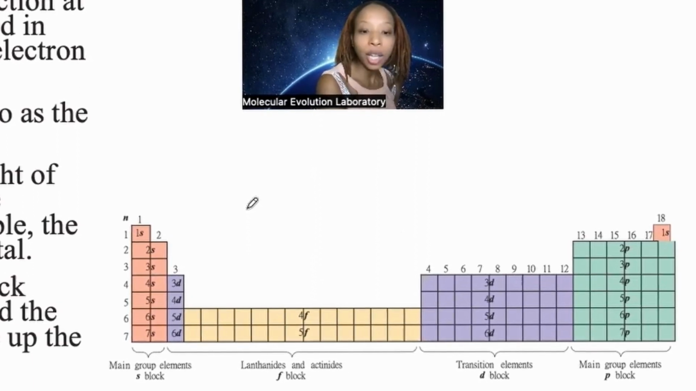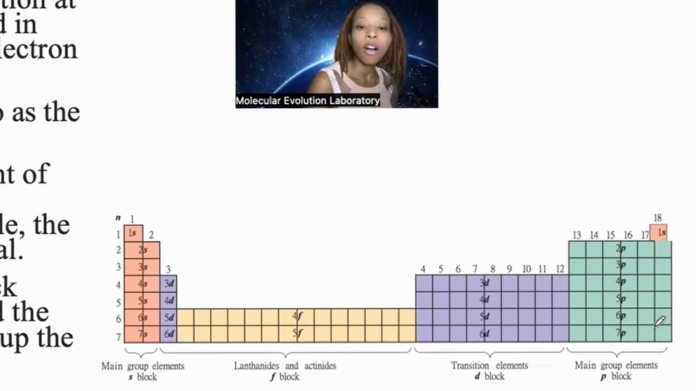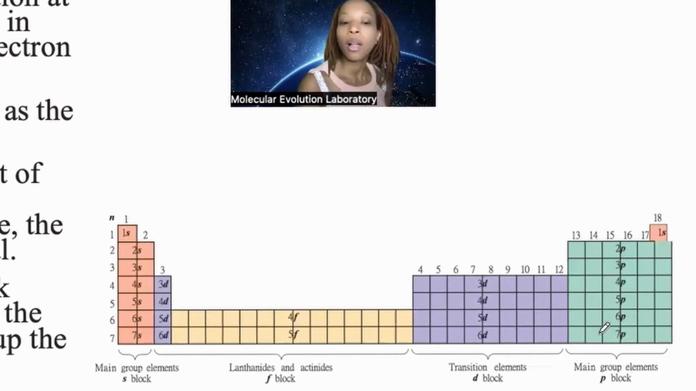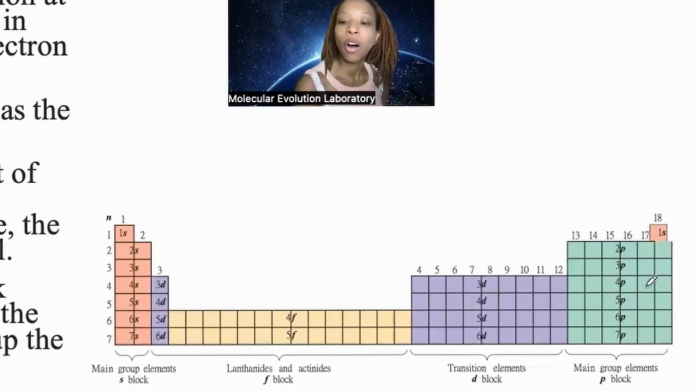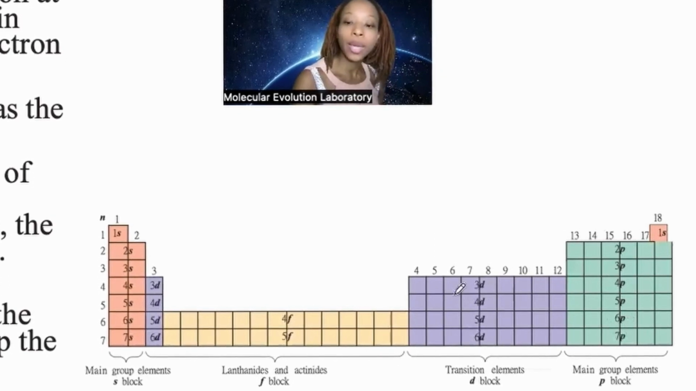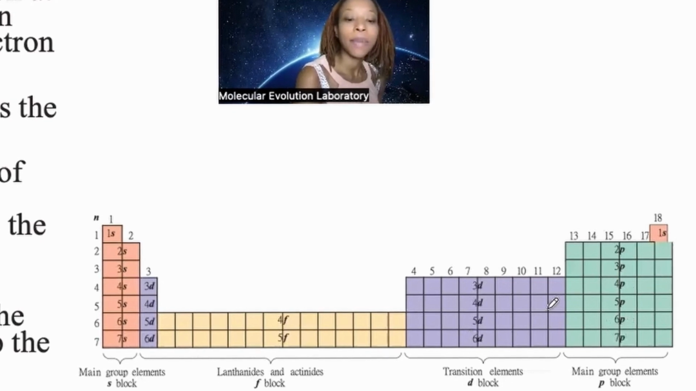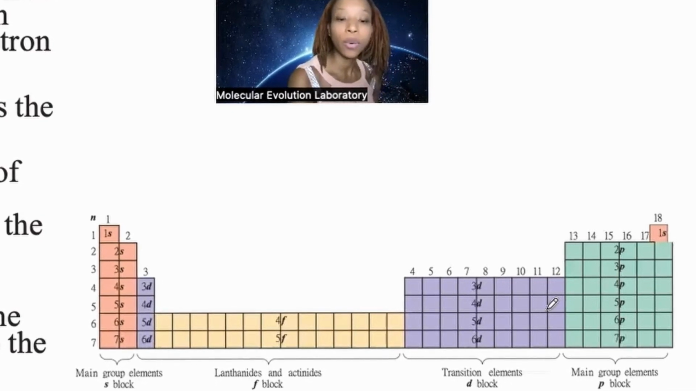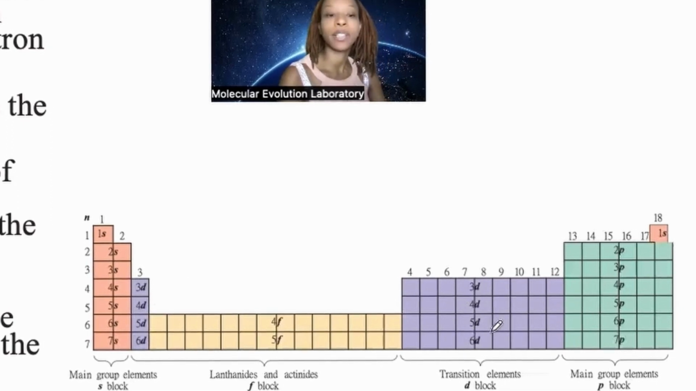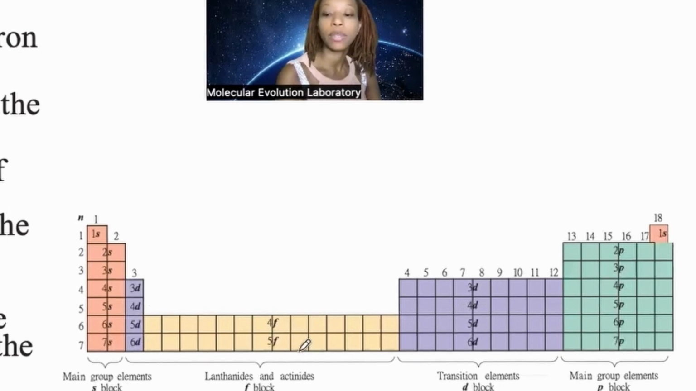The green section at the far right of the table is the p block; according to the Aufbau principle, the last orbital occupied is a p orbital. The transition metals are the d block, which we have here and here, and the lanthanides and the actinides make up the f block in yellow. The transition metals and the lanthanides and actinides have their highest energy electrons in the d block and f block respectively.